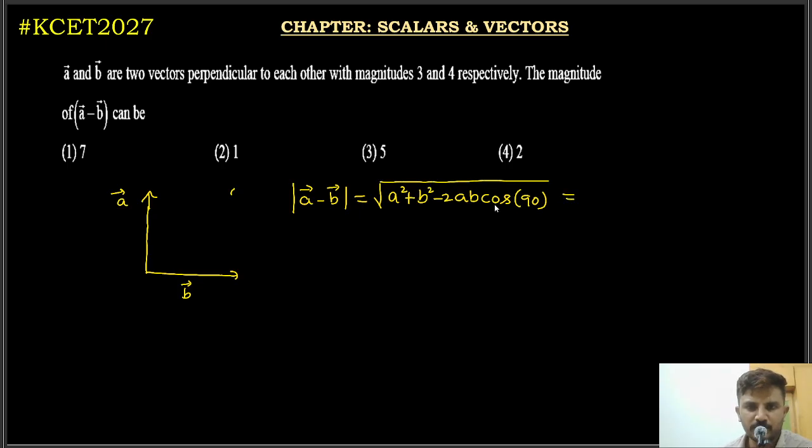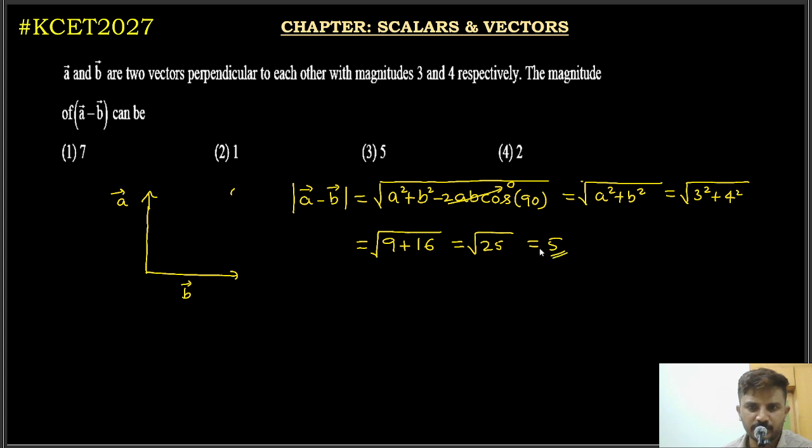What is cos 90? 0. So 0 into this term becomes 0 because cos 90 is 0. So that is square root of A square plus B square. That is equal to square root of A square is 3 square, B square is 4 square. That is equal to 3 square is 9, 4 square is 16. That is equal to square root of 25. That is equal to 5. Option 3 is correct. Clear?